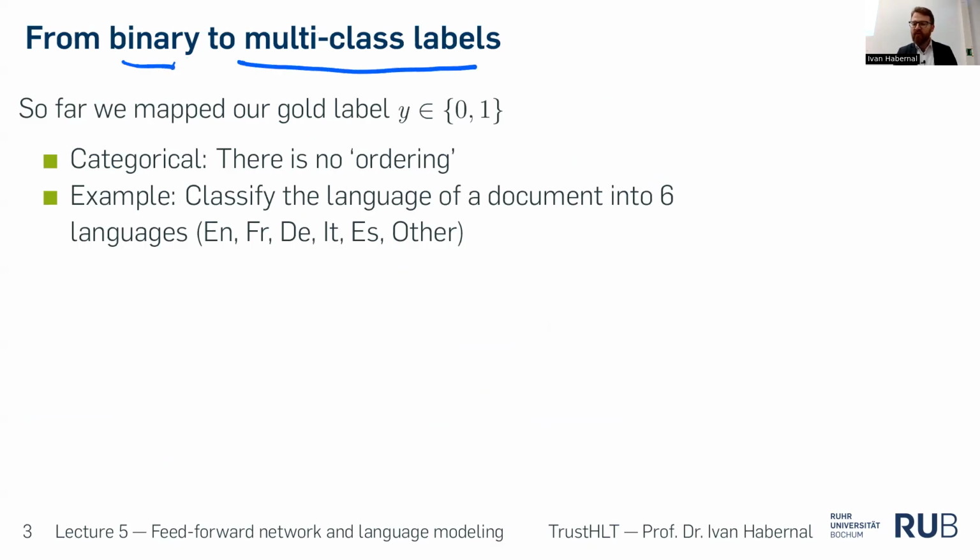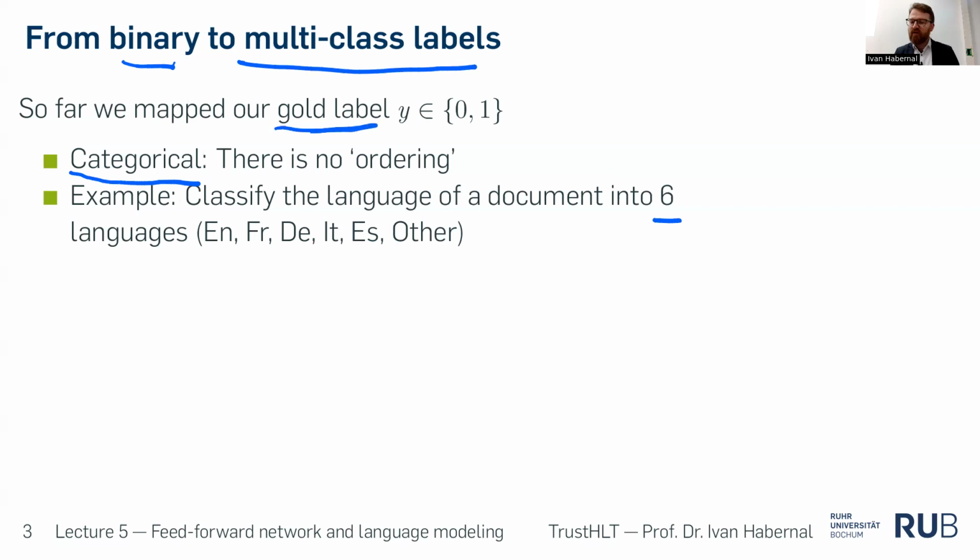Well, so far we mapped the gold label into 0 or 1. But if we want to classify a document into languages, for example, our set of languages is very limited. We have only 6 languages in our task, but why not? So English, French, German, Italian, Spanish, and other. Given a text, we want to classify it into one of those languages based on some features, words, whatever, characters.